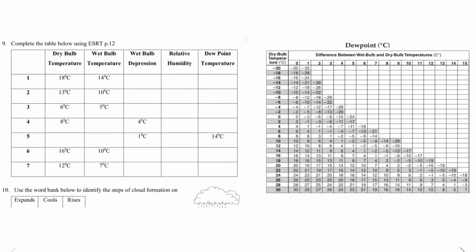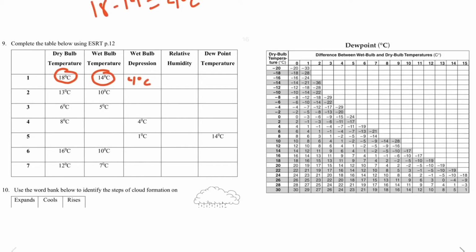So in our first example, this is from the review sheet number 36 for my Google Classrooms for the assessment on Friday. We have a dry bulb temperature of 18 and a wet bulb temperature of 14. So the first thing you want to do is find the difference, and we call that the wet bulb depression. So if I do 18 minus 14, I'm going to get 4 degrees Celsius. All right, so I could fill in 4 degrees Celsius.